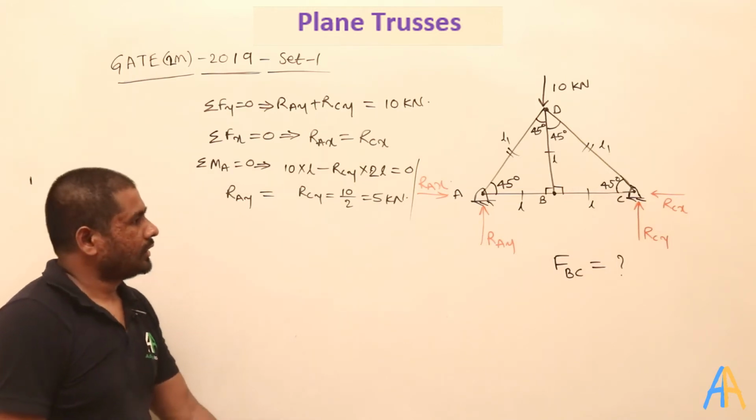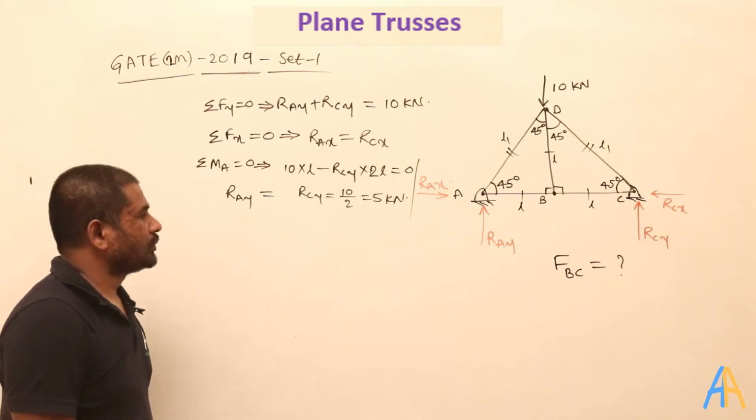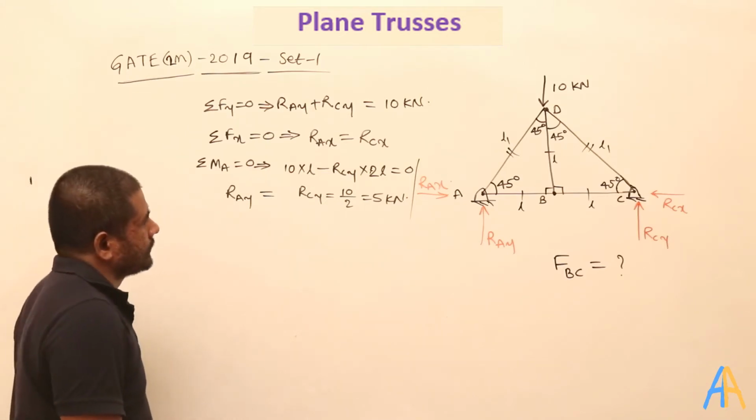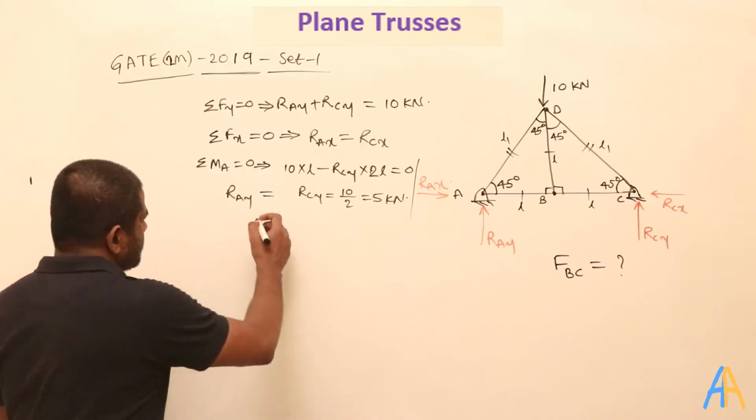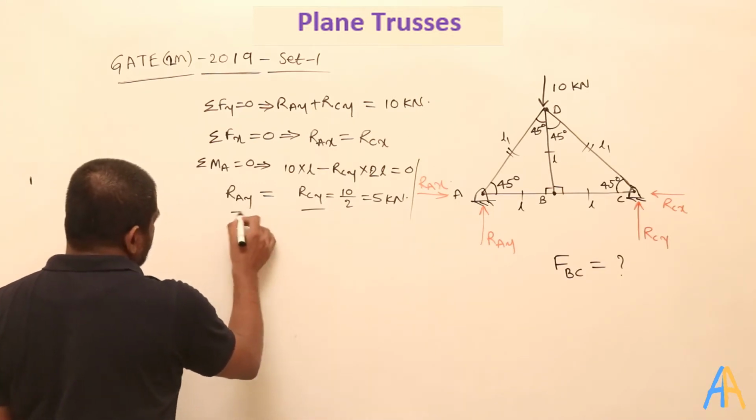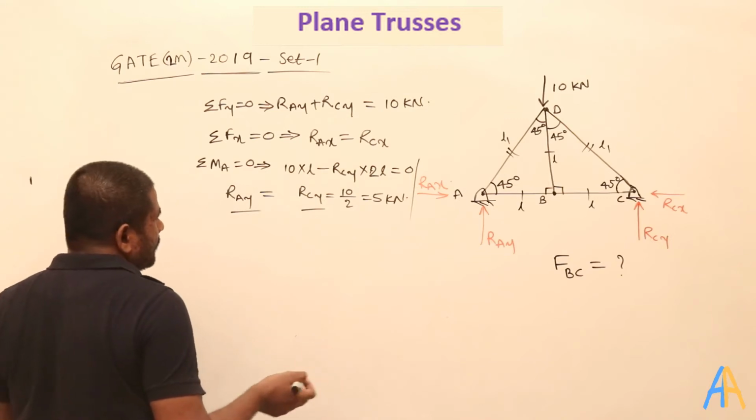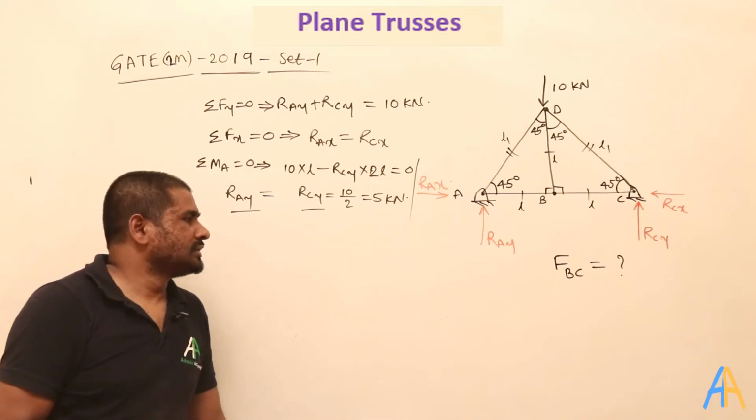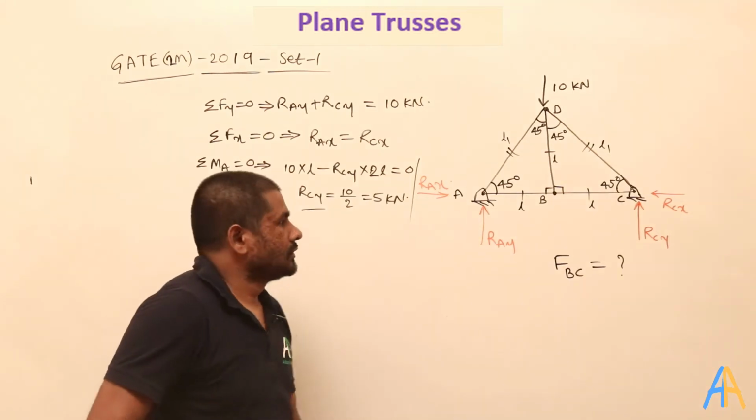Okay, and here one more thing you need to observe. What is that? See here what is happening. We found RCY, and the X component we need to find out. Okay, so how will you find out the X component here?